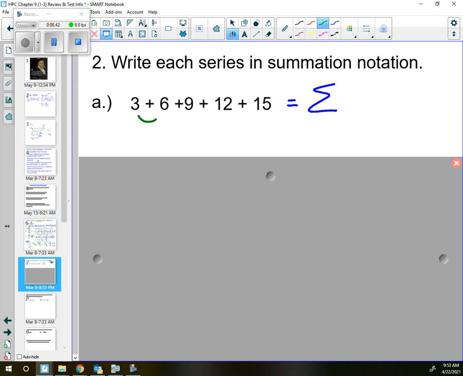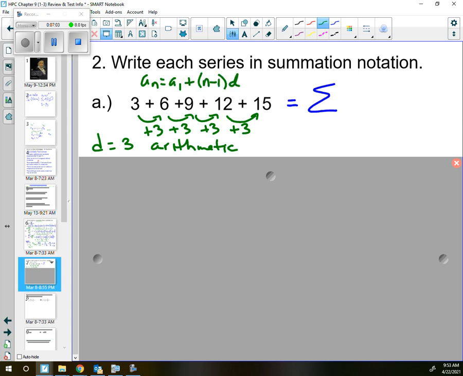What is the pattern? So it looks like this first one, what are we doing each time here? Looks like we're going up by 3. So if we're going up by a common difference, we have a d of 3. That means this is arithmetic. So this is an arithmetic sequence. The nice thing about that is I have an an formula for an arithmetic sequence, so I can use that a1 plus n minus 1 times d to help me come up with this nth term rule that I need to write. That's going to go after the sigma to show people how to calculate that sequence.